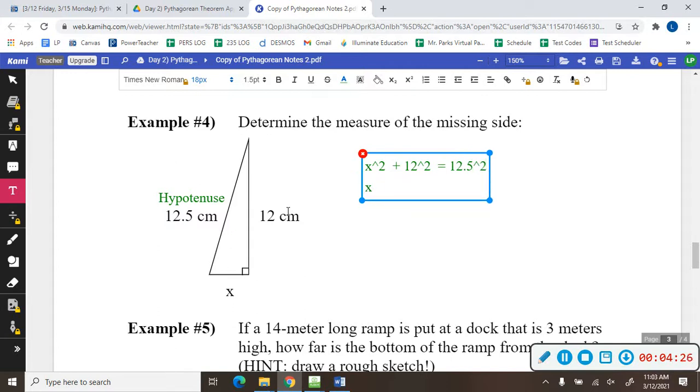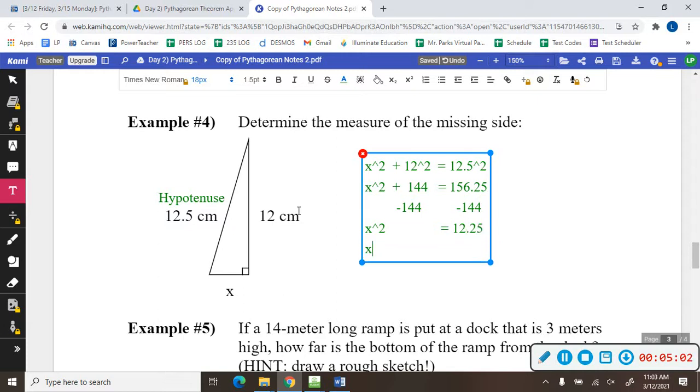From there, I'm trying to solve for x squared. 12 times 12 is 144. And 12 and a half squared is 156.25. I'm trying to solve for x squared, so I'll subtract off 144 on both sides. And I get x squared equals 156.25 minus 144, which is 12.25.